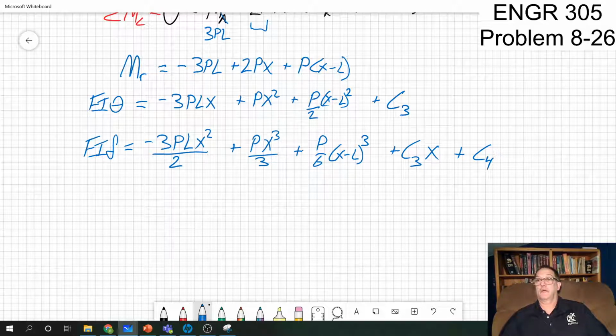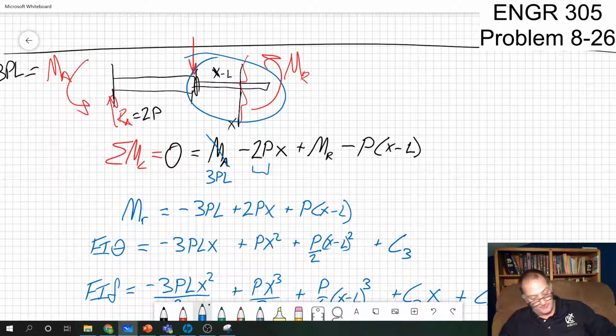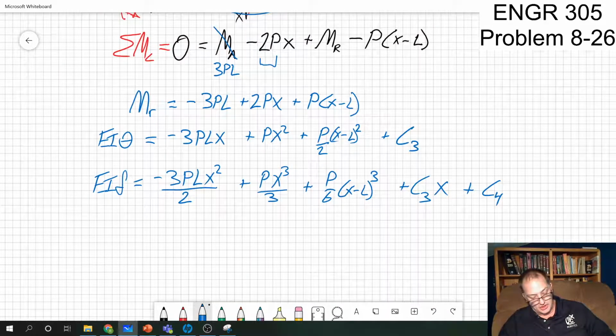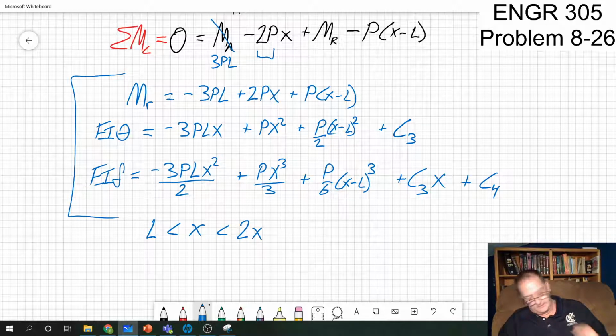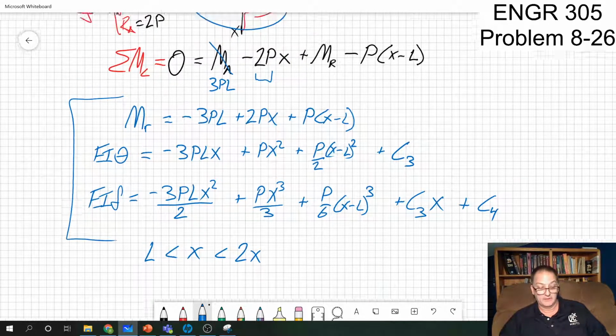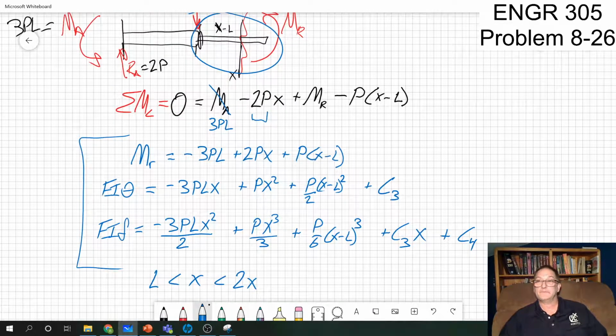So where are we? What do we need to do? What's our next step? Boundary conditions. What boundary conditions do we have for this portion of the beam? These equations are only good for x between L and 2L. So what boundary conditions do I have? Do you know of any? Well, I got one.